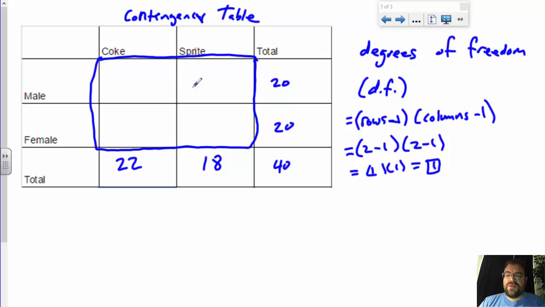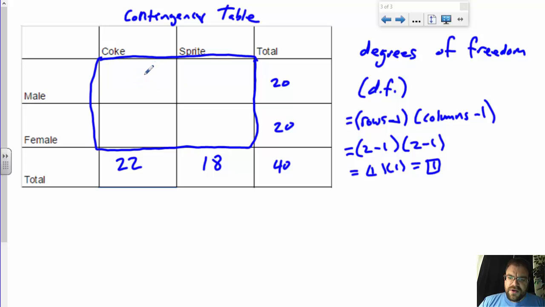I have only one cell that's free to vary, because the formal definition of degrees of freedom is the number of elements in a system that are allowed to vary and be anything. Only one of these cells is allowed to vary. As soon as I put a value in that cell, the rest are known already because they have to add up to the totals. So only one of them is unknown until we put a value down, and that one is free to be different values. That's the one that has the degree of freedom.